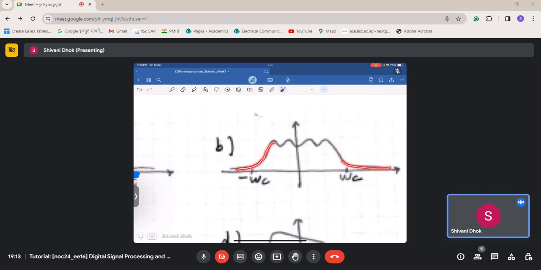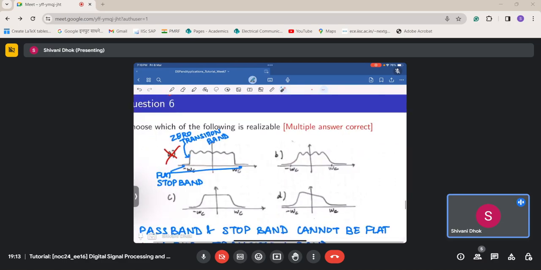This is also a decaying function like this. This is not constant. This is decaying slowly. This is also decaying slowly. And from this part to this part, it is decreasing slowly. There is no sudden transition width, and therefore this option is correct. Okay, so this is decreasing slowly. This is not constant. This is decreasing.